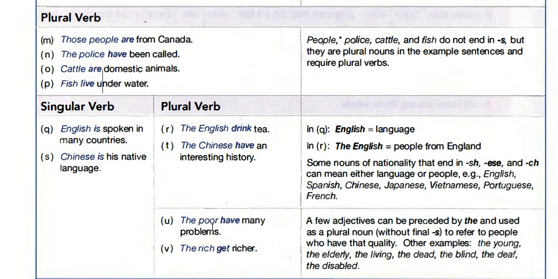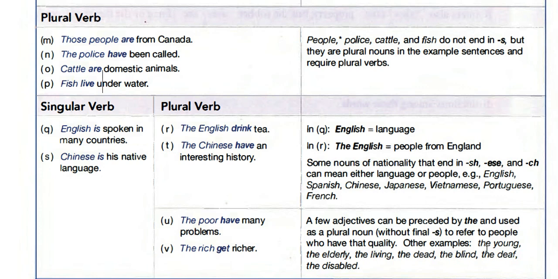So here we have another one. The poor have many problems, the rich get richer. This one is a kind of adjective. They say a few adjectives preceded by the are used as a plural without a final s. If I say the poor, I mean the community of people who are poor or live in poverty. However, if I look at the word at first glance, it looks singular. But keep in mind, you have to go deeper into the context and understand that there is a definite article the. When you say the poor, it means the community of poor people. That's why we are not counting only one person, we are counting the whole community, which needs your concentration during the exam or during your study.